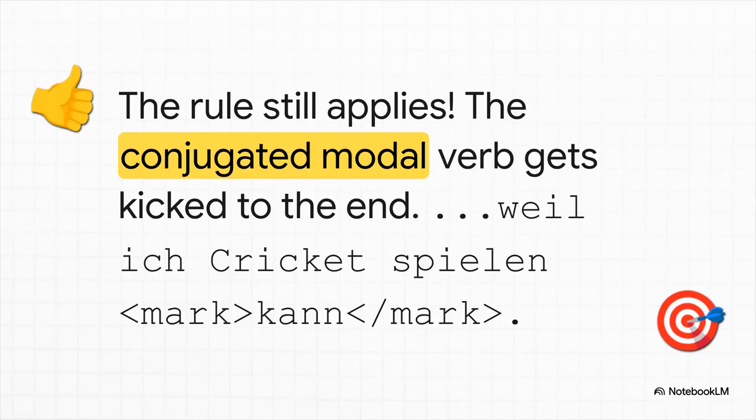So you might be thinking, what happens if you have two verbs, like I can play? Well, the rule still applies. It's the verb that's actually conjugated, the helper verb like can or must, that's the one that gets kicked to the end. So it becomes weil ich Cricket spielen kann.